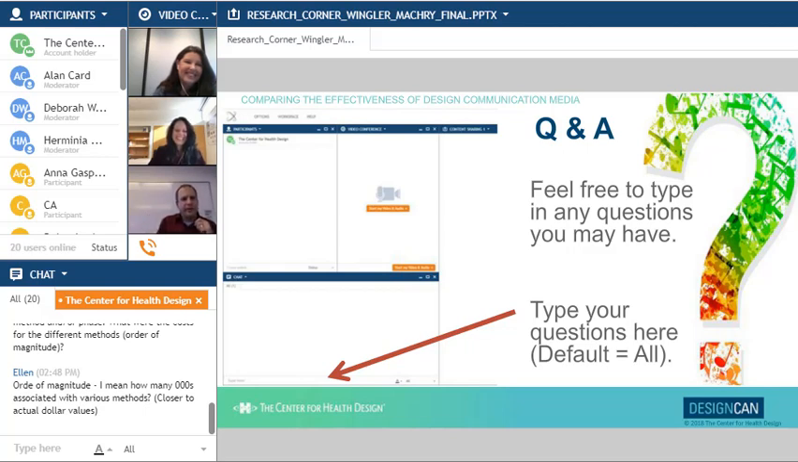Ellen was clarifying her question about order of magnitude. She meant about how many zeros are associated at the end of the number with the various methods, closer to the actual dollar. I'm still not going to commit to that because it goes back to the level of fidelity. And really, truly, I know physical mock-ups that have been really, really pricey, right? And I know some that haven't been. And the same with VR and all of that.